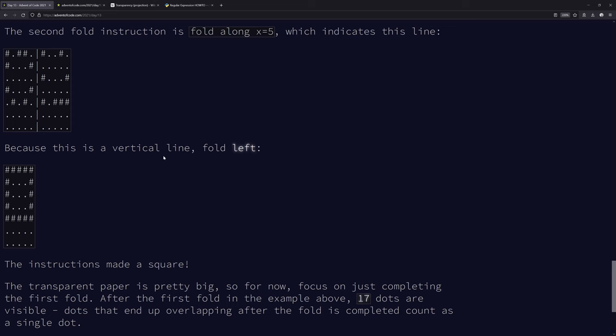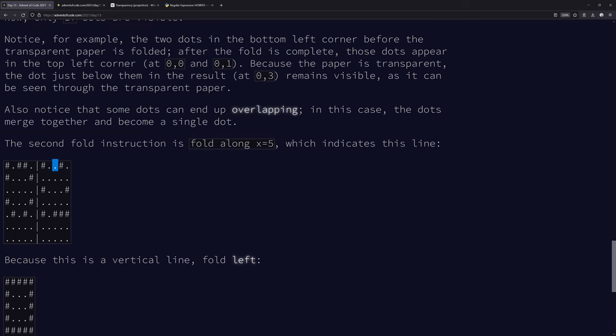Okay. But we got our math, though. So we just need to look at everything on the right side of the fold.